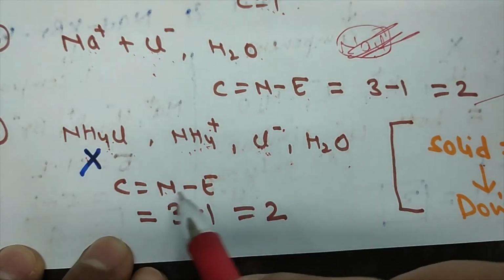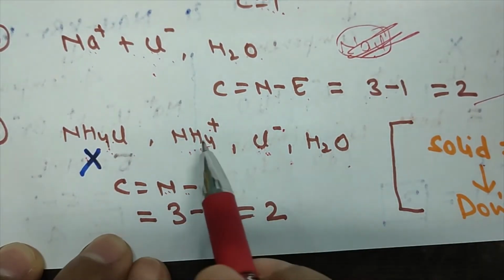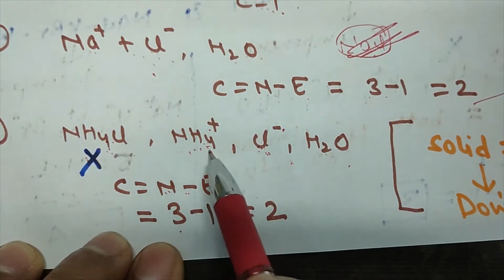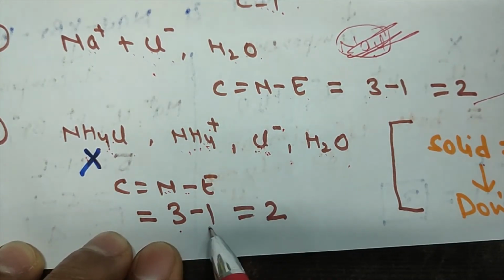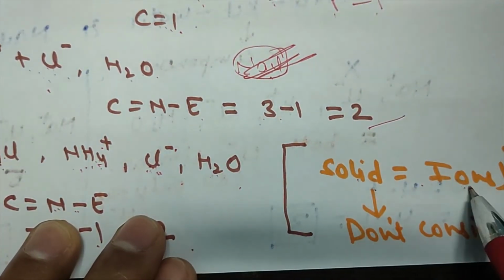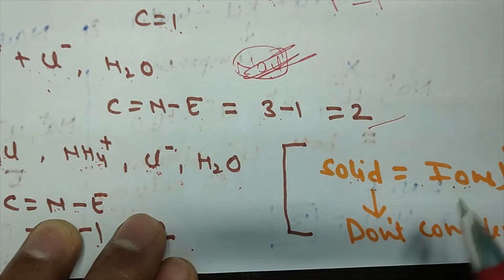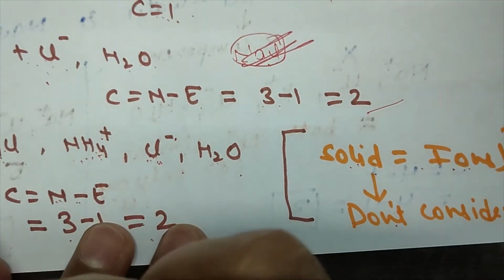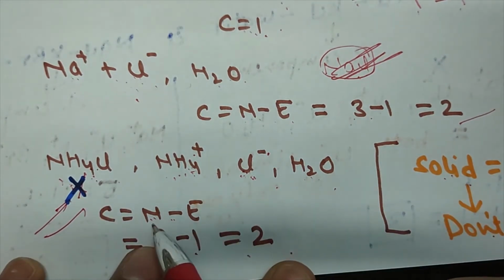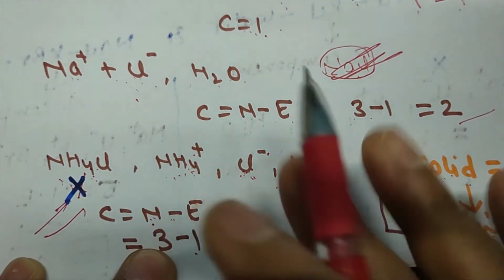Okay, now N minus E. Now the species are 1, 2, 3, so N is 3. There are ions, then minus 1 is equal to 2. Again I am saying, if the solid and its ions both are given in your question, then don't consider the solid, cut it, don't consider it as a component. Then you have only 3 species here.